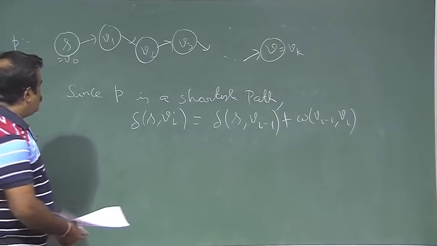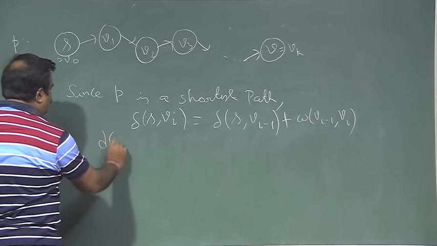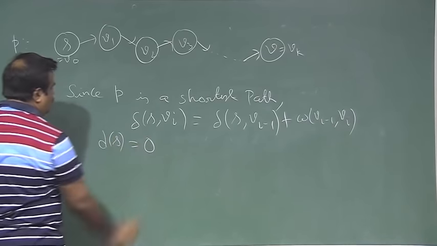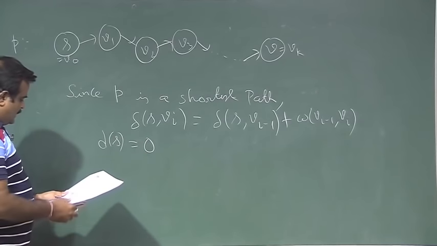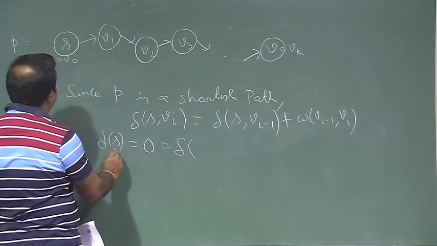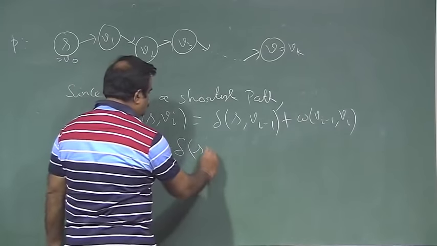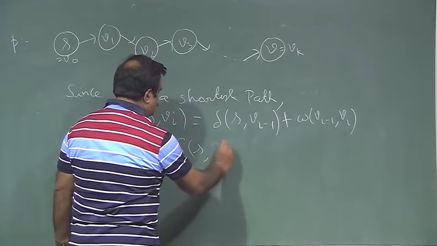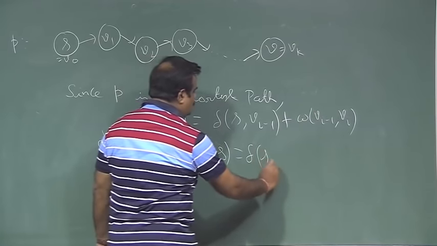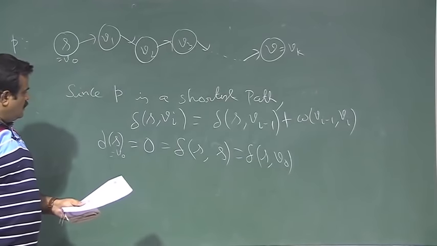Okay. So, now initially, we are putting the initial degree of S as 0. Now, that is basically delta of S comma S is V0, delta of S comma S. So, S is nothing but V0, delta of S comma V0.